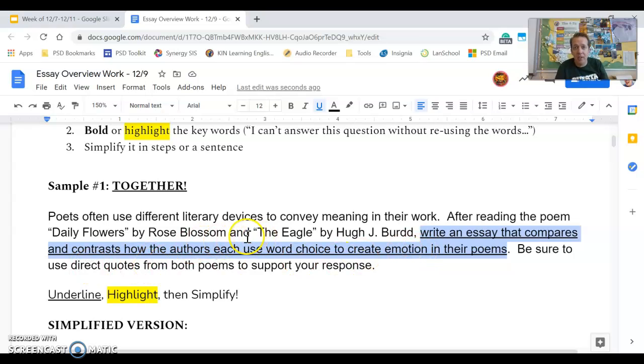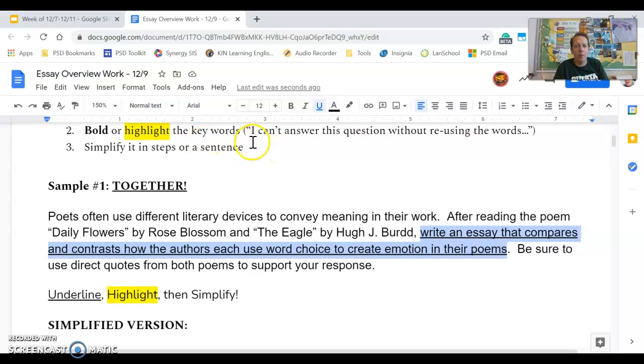Now, there's other things in there that I'm going to need to do, right? I've got to read those poems. I've got to use direct quotes. But the thing that clearly tells me my job in writing the essay is that part. That's the "hey, you do this" part. Okay? Then the next thing I want to do is bold or highlight the key words.